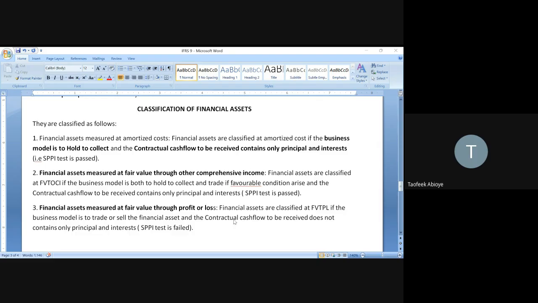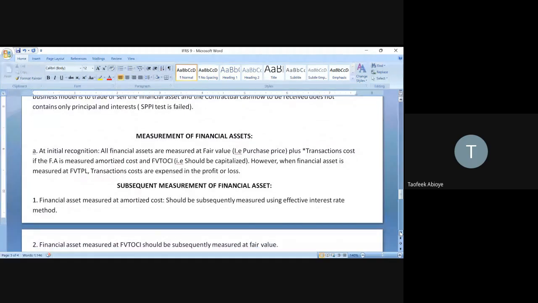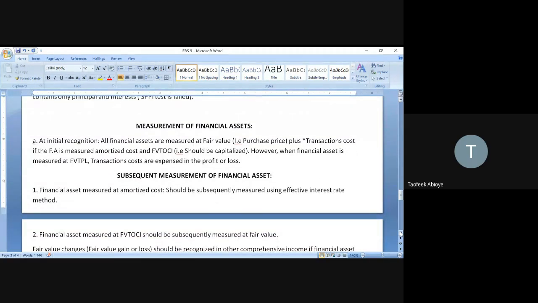So that is the classification that we talked about. So let's proceed. Measurement of financial assets. How do we measure it? That means in our financial statement, how much are we going to put? That is our measurement. At initial recognition, that means on day one, when we buy that financial asset, it will be measured at fair value. That means the purchase price. How much did we buy it? It will be measured at fair value plus transaction costs.